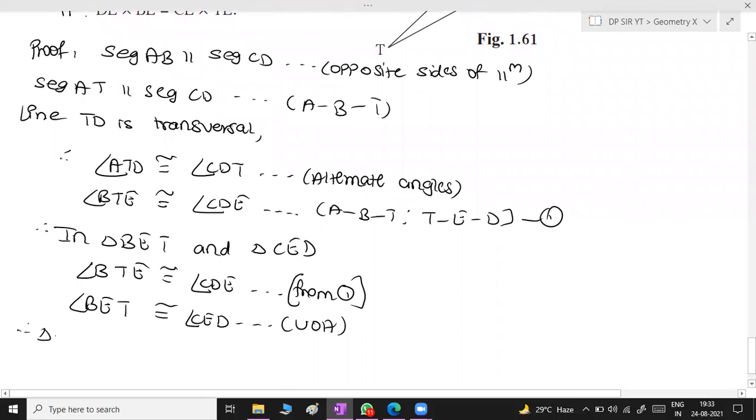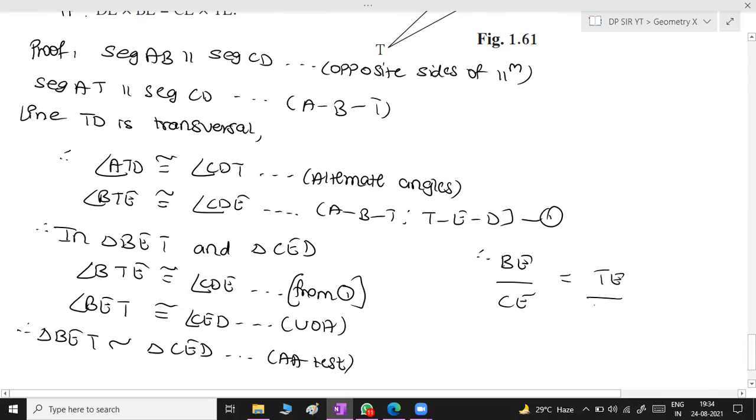So therefore triangles are similar. Therefore triangle BET is similar to triangle CED. Using which test? So using AA test of similarity, isn't it? Therefore BE upon CE is equal to TE upon DE. CSST, do cross multiplication, therefore BE into DE is equal to CE into TE. I hope this part is very clear to you all.